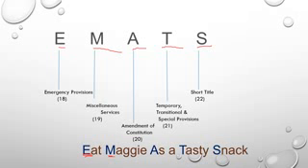A represents the amendment of the Indian Constitution, part 20. And T represents the temporary, transitional and special provisions, part 21. And S represents the short title, it is part 22. So in this way you can remember these parts easily. Eat Maggi as a tasty snack.